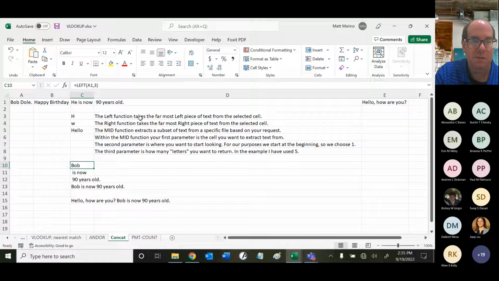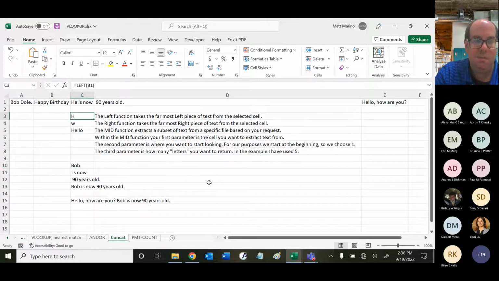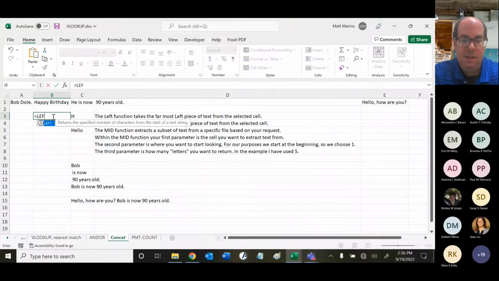You'll notice we can also take a number of letters. So if you scroll down to cell C10, we're doing left A1, comma 3 to get Bob out of Bob Dole. In this example, we're providing no number, so we're just getting the first letter from B1. So if I wanted to take all of happy from happy birthday, how would I set up my left function?